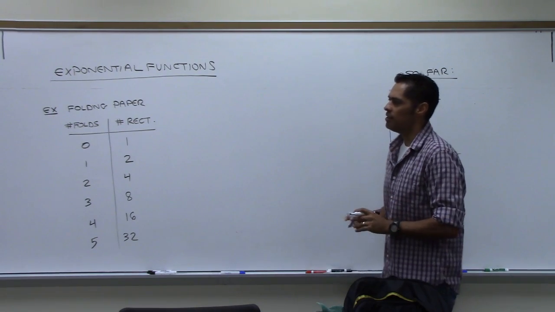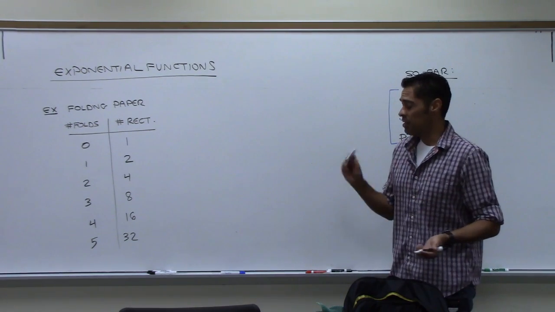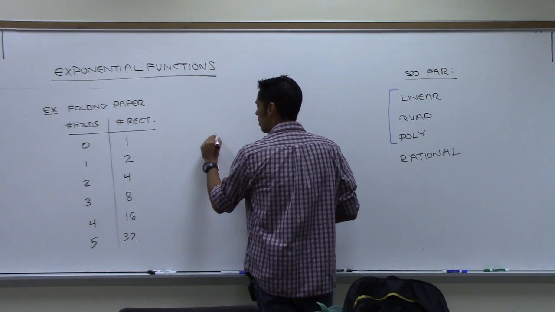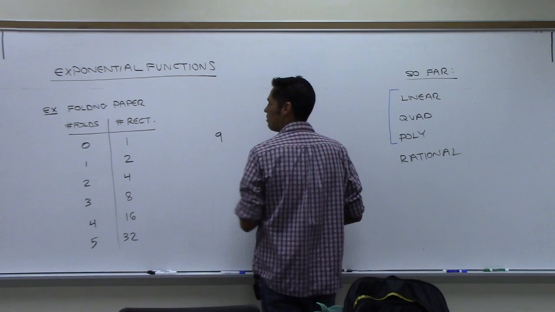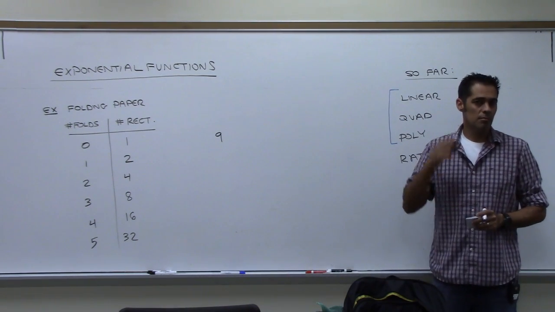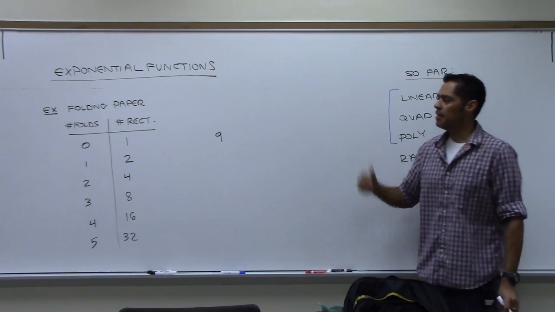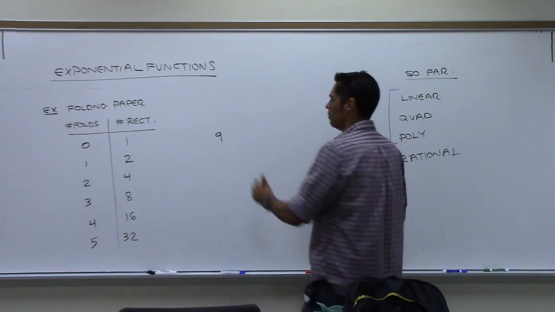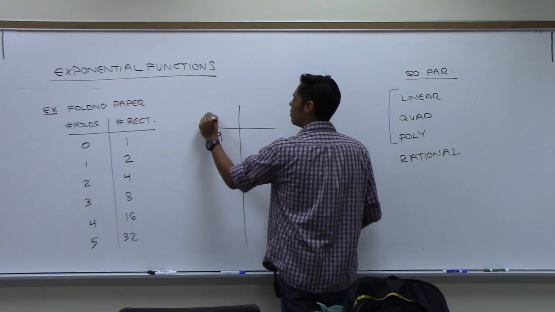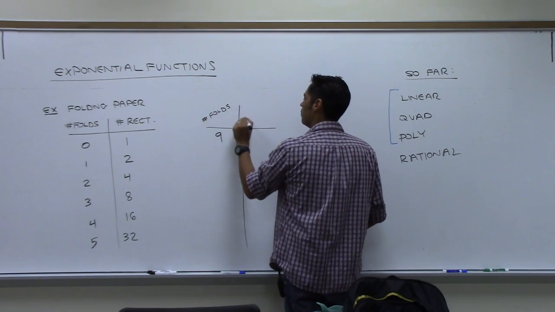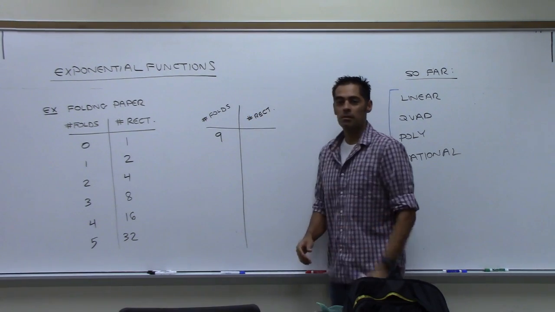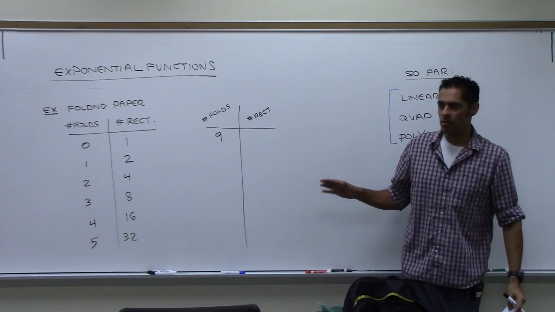But my question is, if we were able to continue this process, let's say we wanted to fold 9 times, how many rectangles would we have? Well, how would you figure that out? How would you do it? Tell me in words how you would do this. Number of folds, number of rectangles. Anyone have an idea of how you would do it?